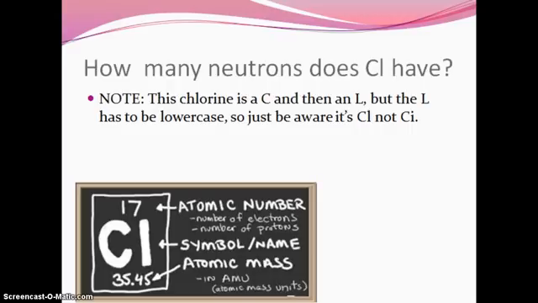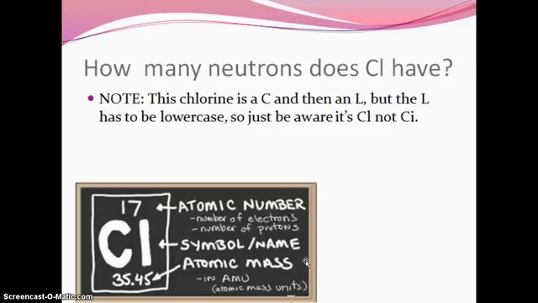So chlorine, Cl. We have the atomic number, which, when the atom is electrically neutral, is the same number of protons and electrons. The atomic number really only tells us the protons, because the number of protons never changes for an element. Then the symbol, name, and the atomic mass in AMU, or atomic mass unit.